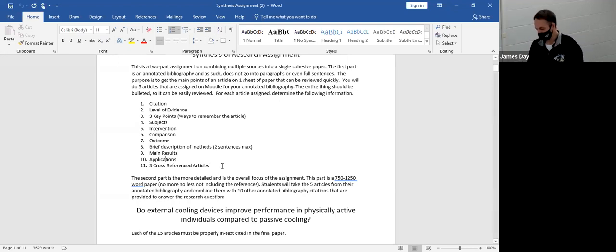3, cross-referenced articles. The last part of, in my opinion at least, any good annotated bibliography is that it leads to more discovery. So the last thing in reviewing a research article is to review their list of references and find any from there that, based on the title, would seem interesting or applicable to what you're researching.